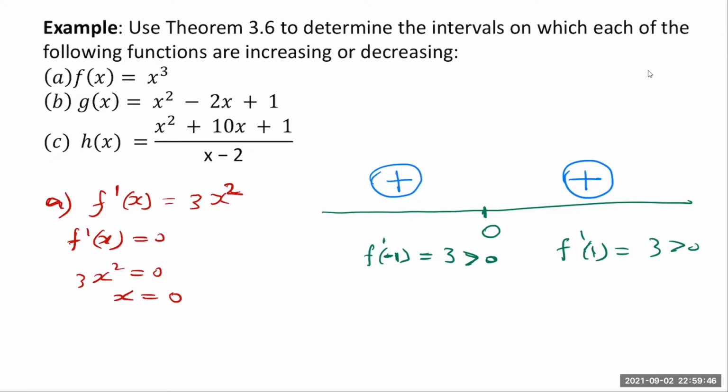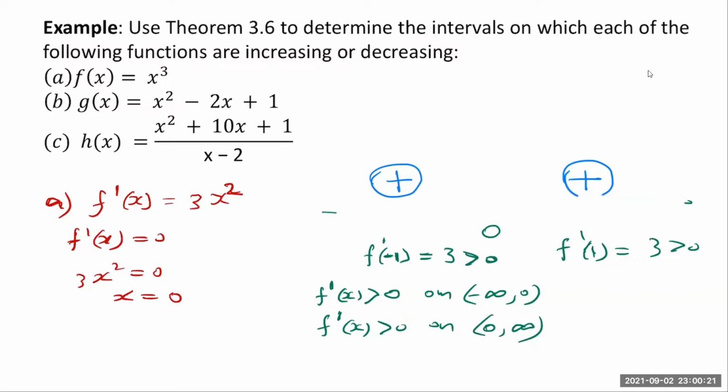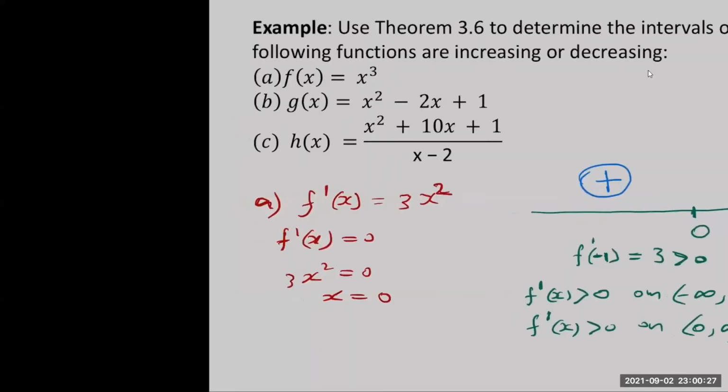Now, based on this sign chart, using the previous theorem that we learned, what can we conclude? First of all, let me write: f prime of x is positive on the open interval minus infinity comma 0, and also f prime of x is positive on the interval 0 comma plus infinity. That's what we observe from this sign chart. Positive, positive.